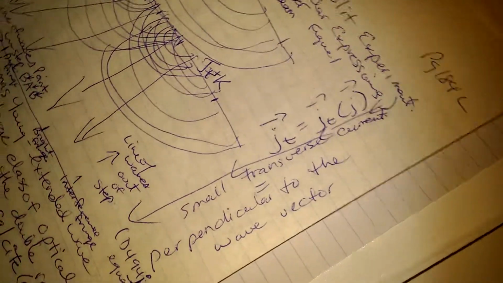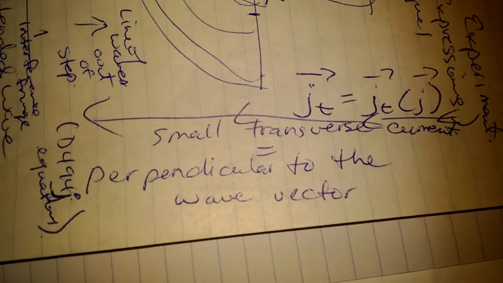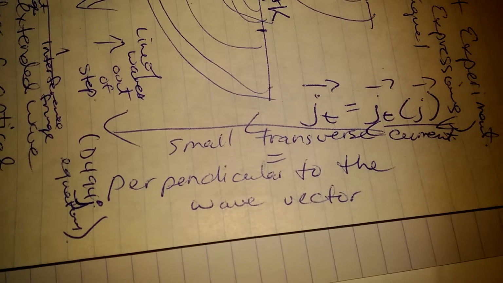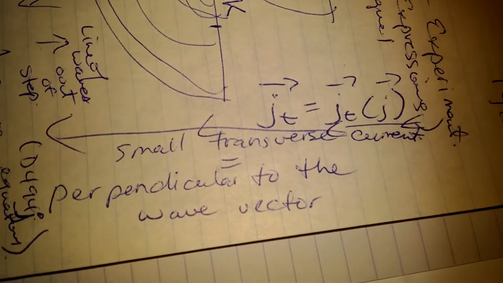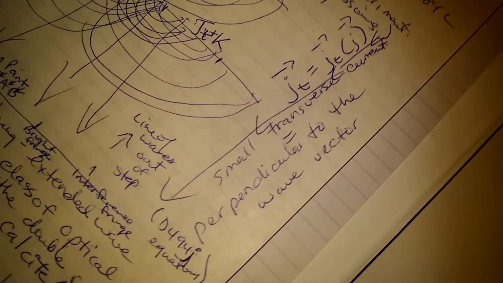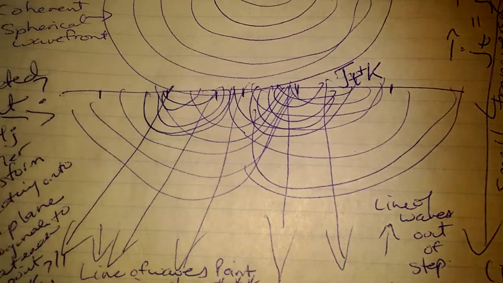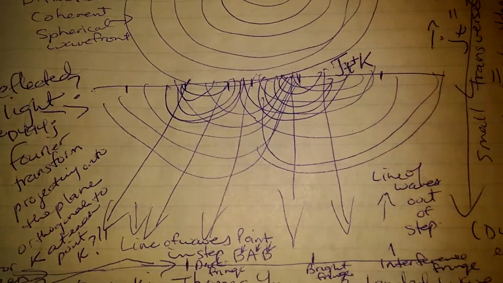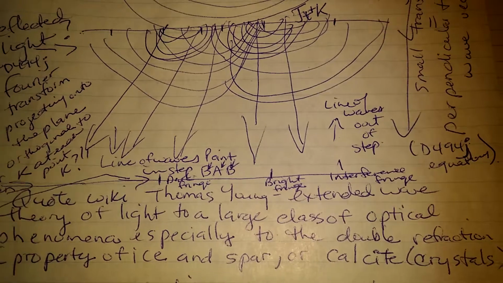remember the transverse currents? We had that small transverse current perpendicular to the wave vector. There's the symbols for it. And you can see the same symbols on that line there, that trajectory there. Okay, so line of waves out of step.